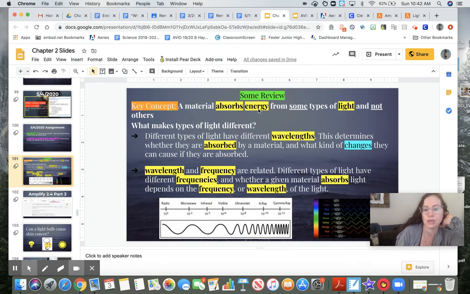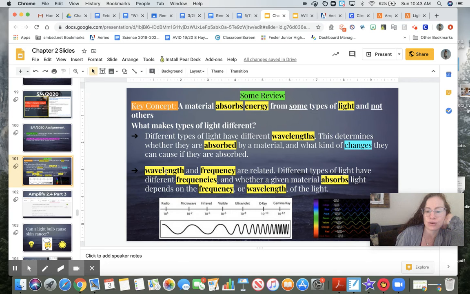Okay. So what makes the types of light different? Well, we've talked about this. It's their wavelength and their frequency. So different types of light have different wavelengths. Remember, gamma, X-ray, ultraviolet, they have these short wavelengths, lots of energy. And so that's what's getting absorbed and causing damage. So it's the wavelength that's determining whether the light gets absorbed and what kind of change we see. We noticed infrared doesn't have a whole lot of energy. It's got this longer wavelength. It did get absorbed, but remember, it didn't cause damage.